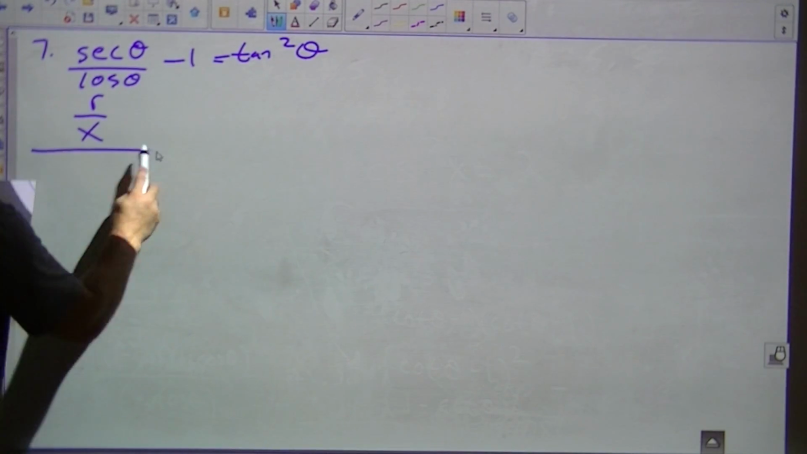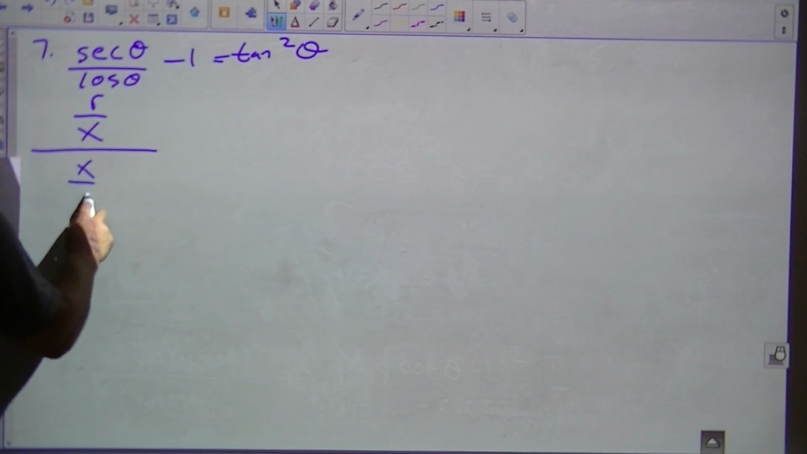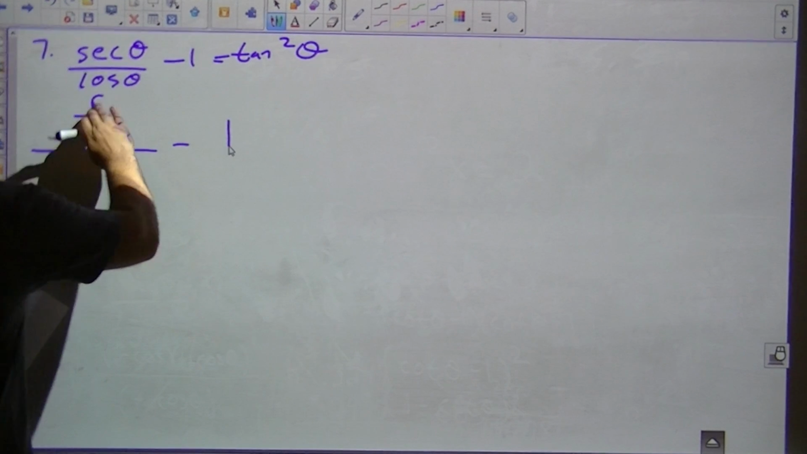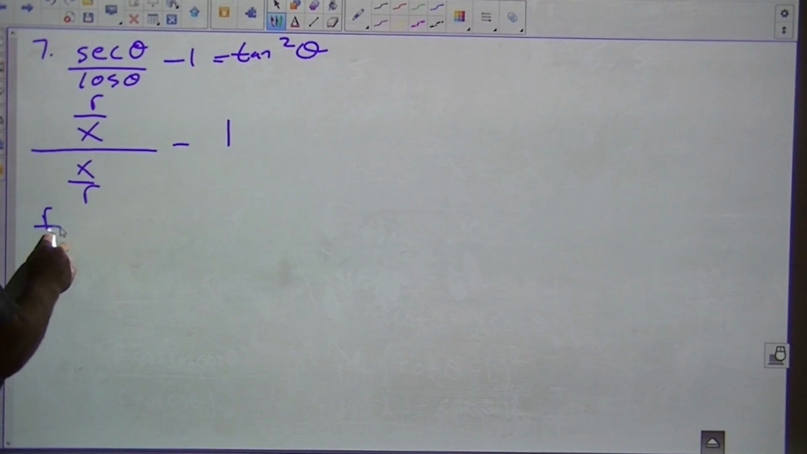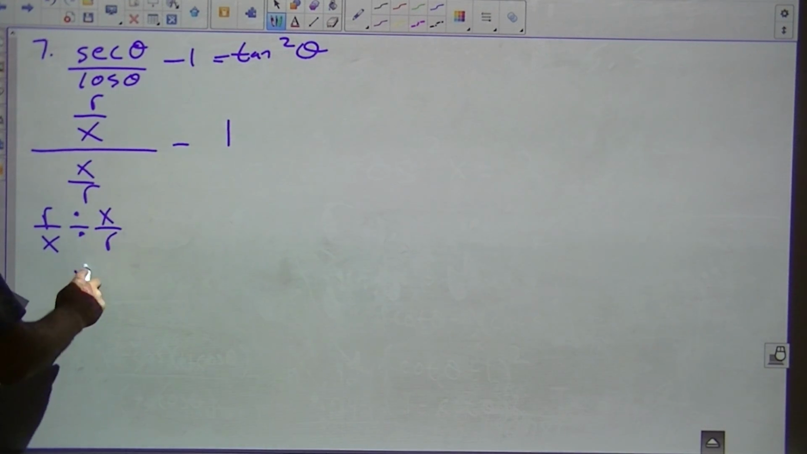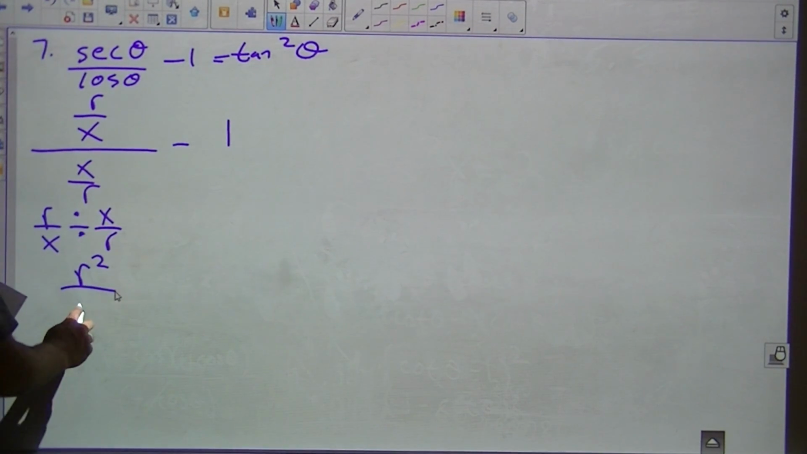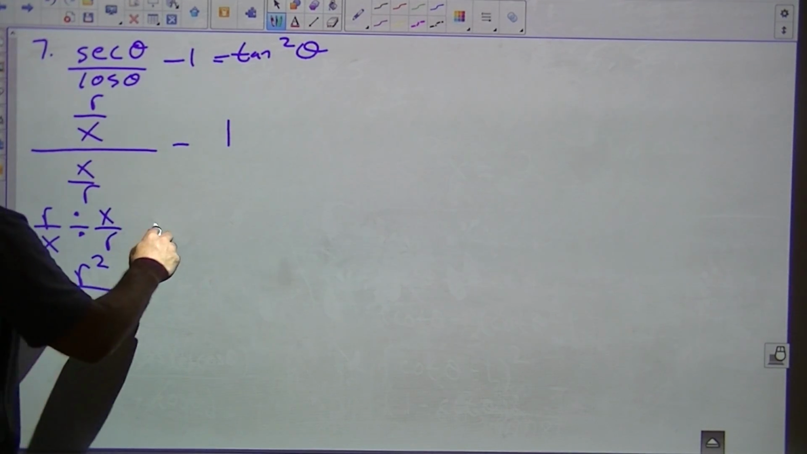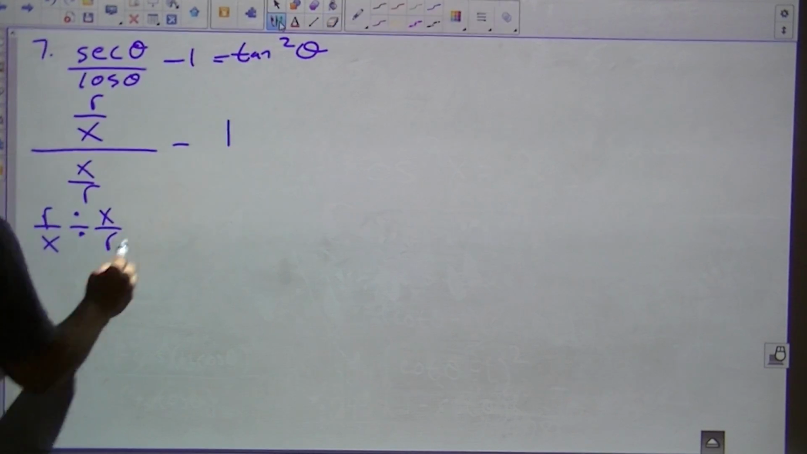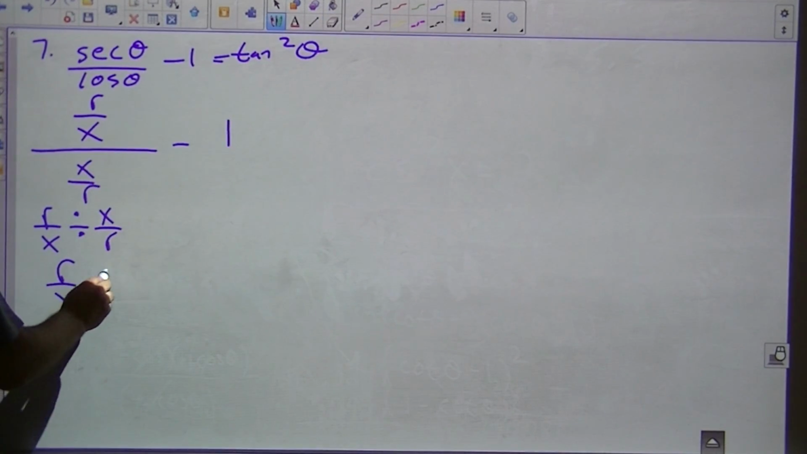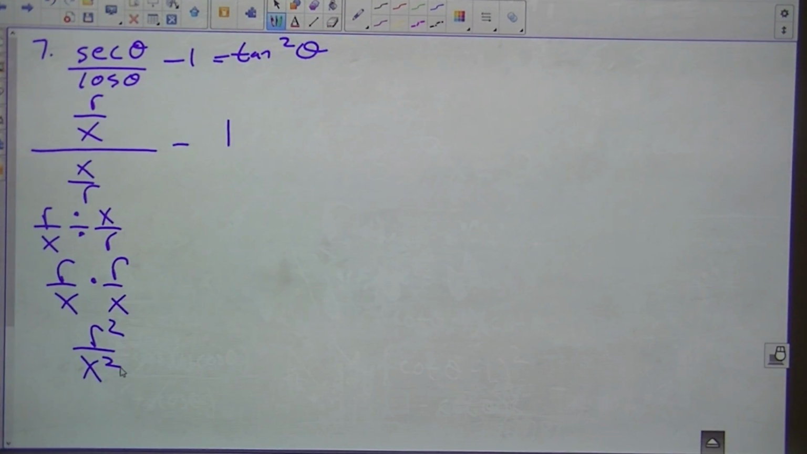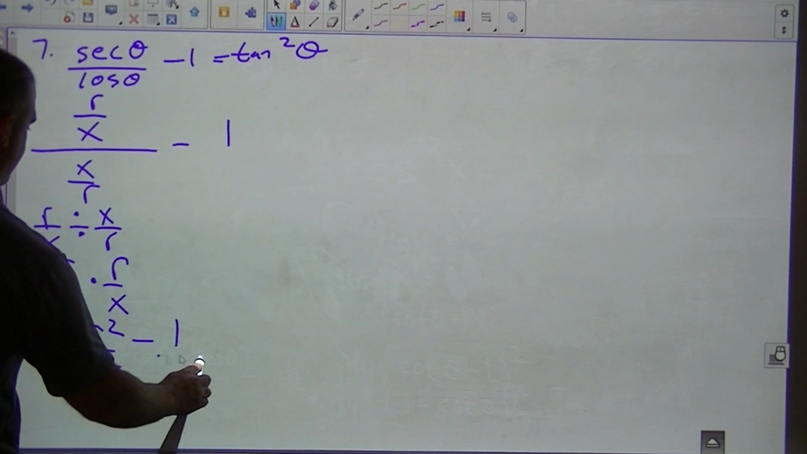And divided by x over r, all right? Minus 1 over here. So what I've got to do is figure out this fraction. So r over x divided by x over r. That's going to be r squared over x squared. Because when I flip this, well, let me not skip the step there, so you guys don't get confused. It's r over x times r over x, which is r squared over x squared. Okay? So I got that minus 1.